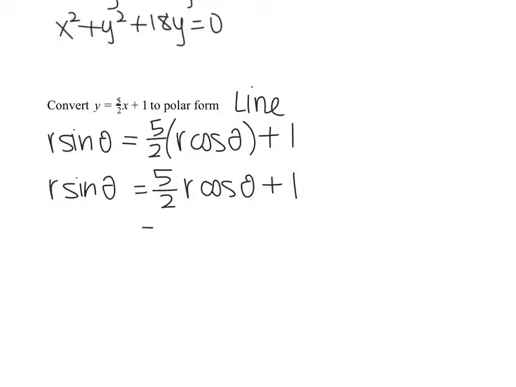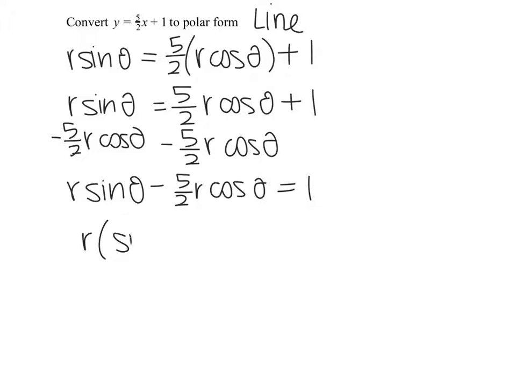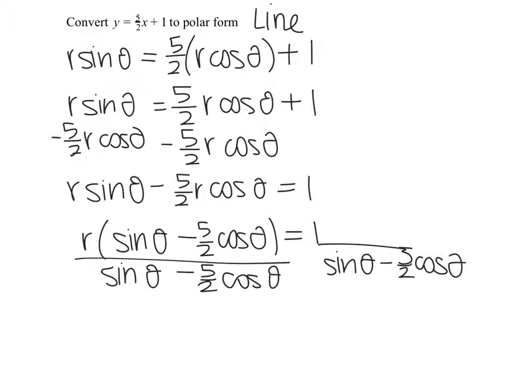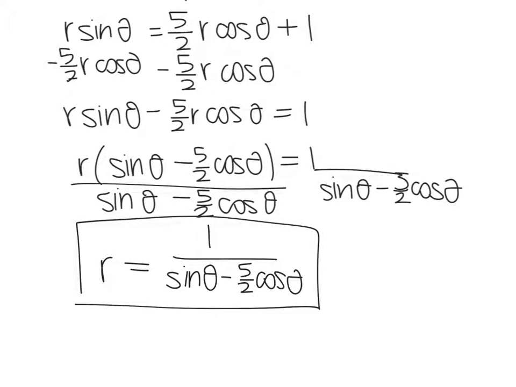Because our goal is to solve for r, we want everything with r on the same side, which means we're going to subtract that 5 halves r cosine theta. So we get r sine theta minus 5 halves r cosine theta, still equal to 1. Now I can factor out that r, and we have r times sine theta minus 5 halves cosine theta equals 1. To get r by itself, we divide by sine theta minus 5 halves cosine theta. So our polar equation is r equals 1 over sine theta minus 5/2 cosine theta. And again, if you were to go into Desmos and graph this in the polar coordinate system, you would end up with a line.